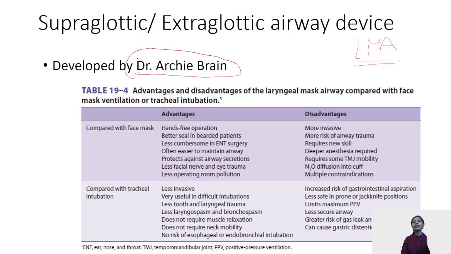But before that, let's have a quick recap of the advantages and disadvantages of your SGAs over face mask ventilation and endotracheal tube intubation. When we compare the SGA with the face mask, once we have introduced the supraglottic airway device, our hands are free. It gives a better airway patency and a better seal, and it also protects better against airway aspiration, with less OT pollution and less trauma to the face or the facial nerve.